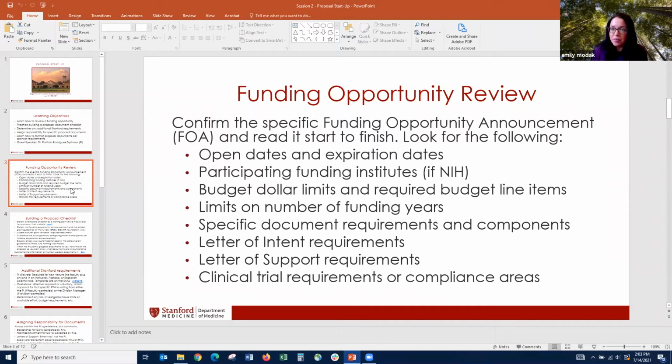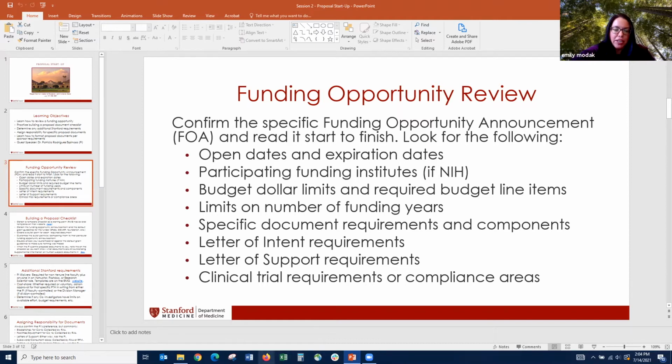If a letter of intent is required, it will be listed in there, as well as any letters of support. A lot of times an opportunity will have an institutional letter of support that'll be required, maybe for a career applicant or a particular multifaceted center that they want to know there's institutional support for. That'll be listed in there. And whether a clinical trial is either allowed or required, and any other compliance areas that may be involved, all of that will be in there.